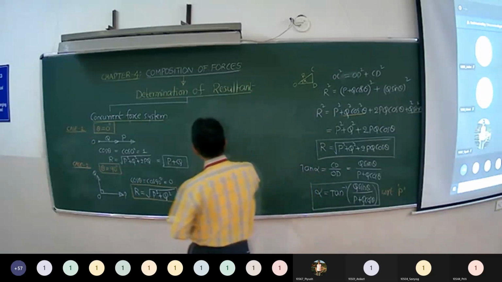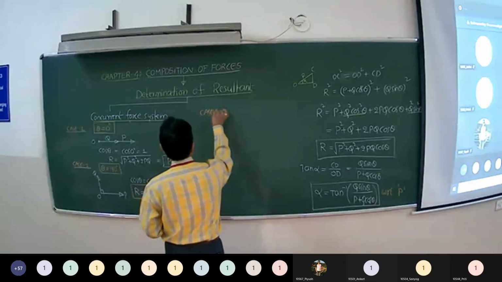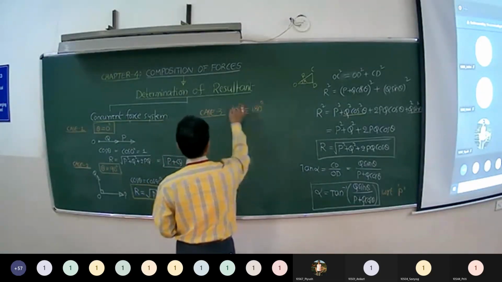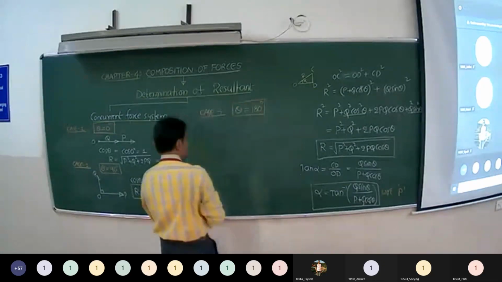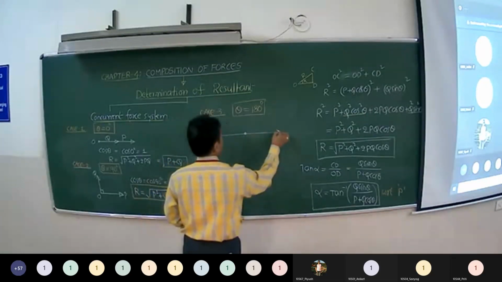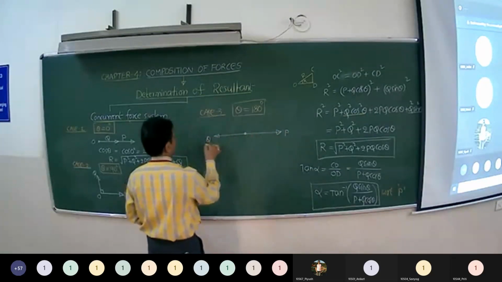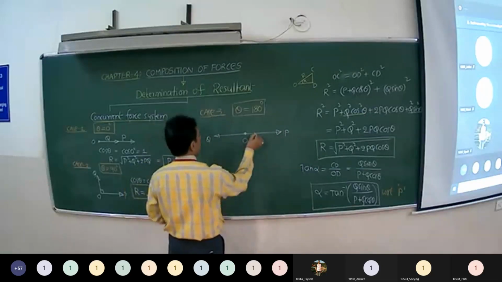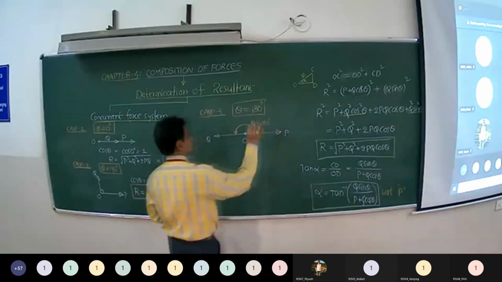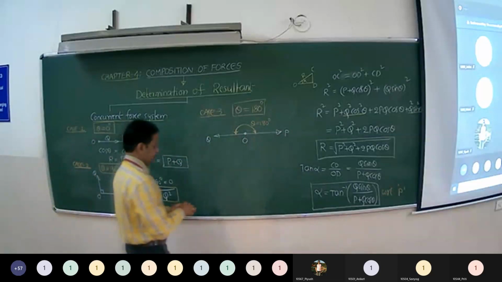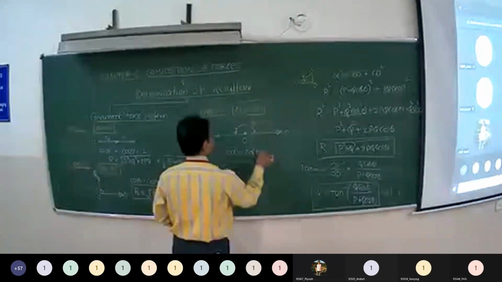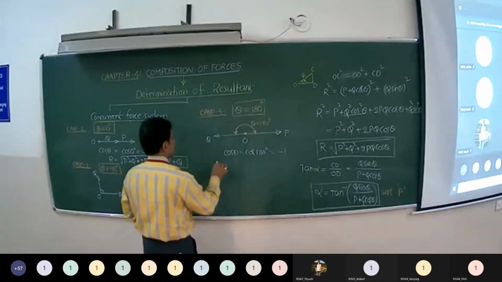Now case 3. When theta is equal to 180 degrees. So here both P and Q are collinear. They are acting along the same line, but in the opposite direction. Right? Now what is cos theta? Cos 180 is -1.